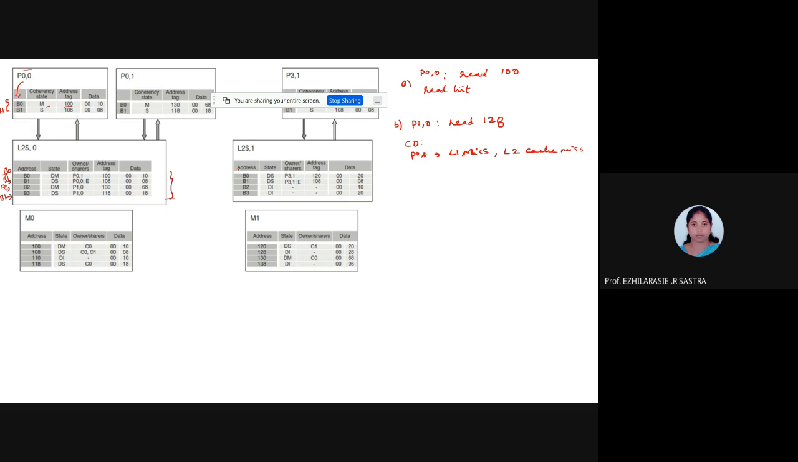We need to check the L2 of the other processors. We will take only 2 chips. This is 0 and 1, and this will be 2 and 3. So this is going to be chip 1, processor 3. When you go to this L2, we don't have the data either. 128 is not here, so in chip 1 also you have an L2 cache miss.